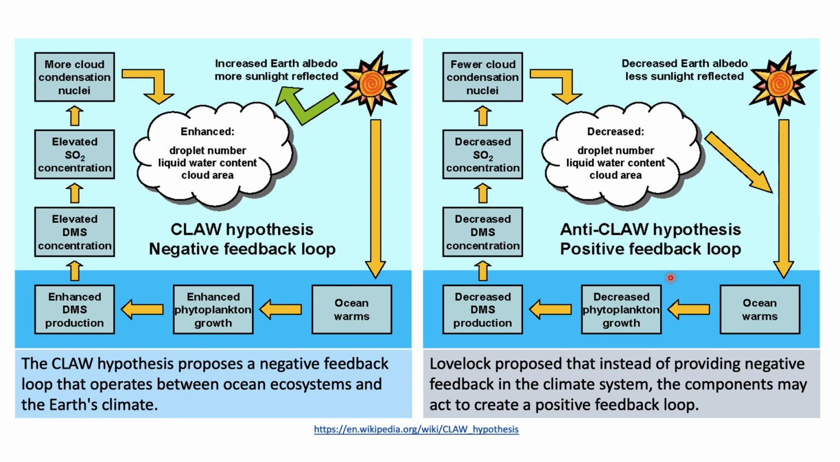And of course, contrary to the CLAW hypothesis, there is also another, anti-CLAW hypothesis, which talks about a positive feedback. In this one, more sunlight is now reaching ocean water. The ocean water leads to decreased phytoplankton growth, because as the temperatures are higher, the phytoplankton actually die. So that is what they proposed, and this leads to decreased DMS production. When there is less DMS production, that leads to decreased SO2 concentration, which leads to fewer clouds forming, which leads to fewer cloud droplets.